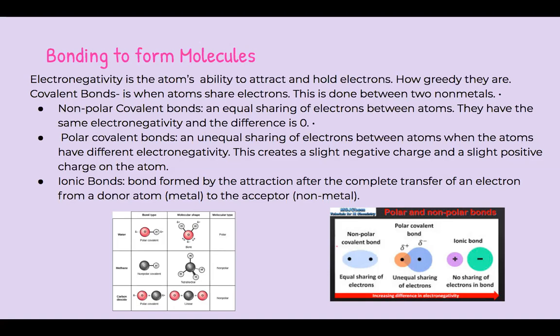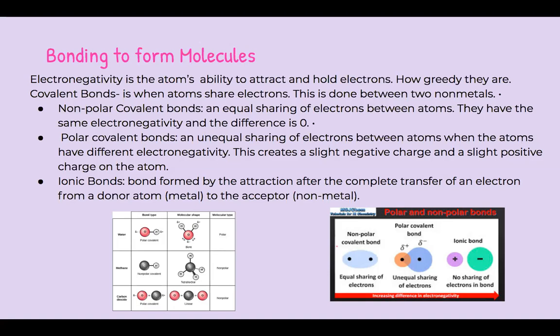Then we have polar covalent bonds. This is an unequal sharing of electrons between atoms. The atoms have different electronegativities. This creates a slight negative charge and a slight positive charge. I mean, one atom is greedier than the other, so it's going to take the electrons, meaning that it's going to get negative, because when you take electrons, you're going to get more negative. The other one's going to be without some electrons, so it's going to get positive.